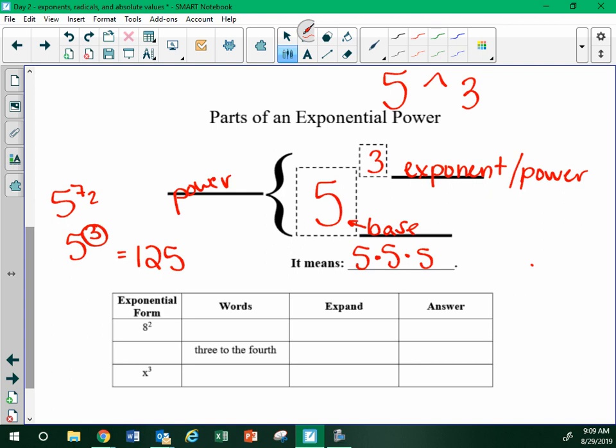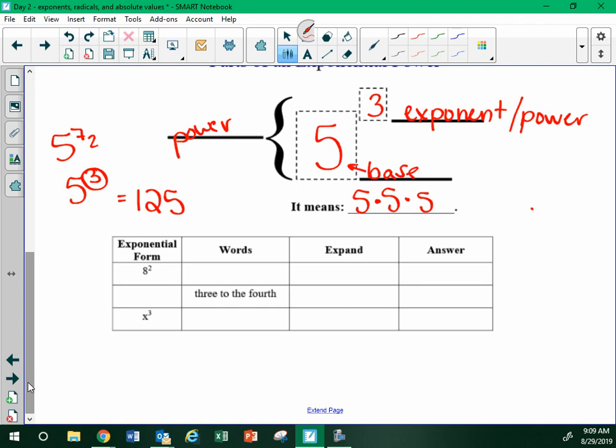So we want to be able to fill out this grid. This is a typical type of grid you might see on a quiz or on a test. So we want to know what it is in our power form, our exponential form, how we write it out in words, what it looks like expanded, and what the actual value is. So this is 8 squared, or 8 to the 2nd power. So we're just going to say 8 squared. Squared means a power of 2. If we were to expand this out, we just write 8 times 8, so we have it twice.